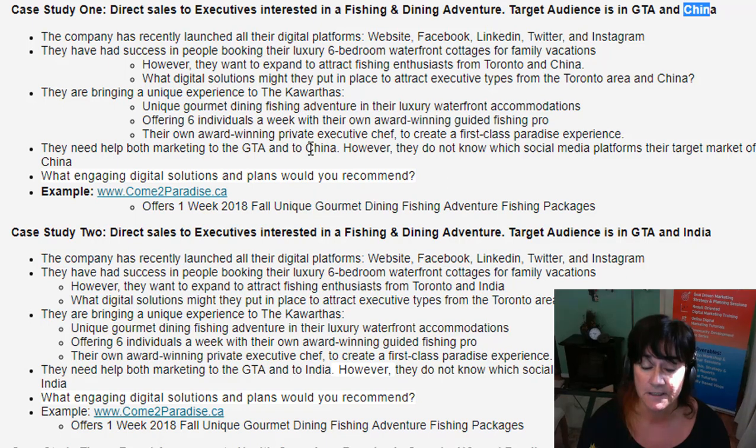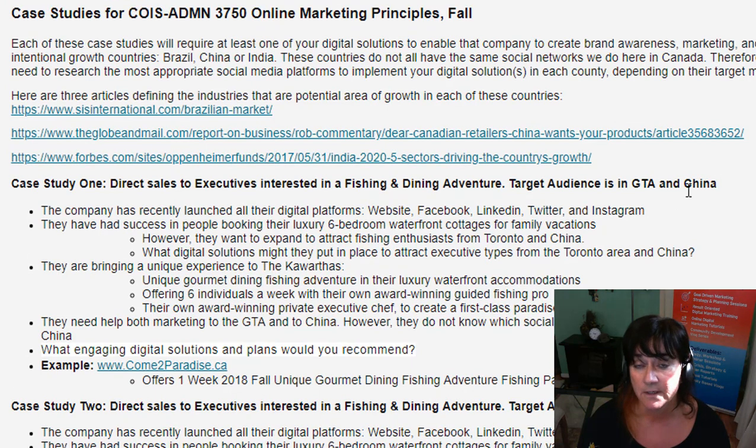So success for this will be to have 3 digital marketing solutions, and you may decide that 2 of them are going to target people in the Toronto area, and maybe 1 is going to target people in China. Or maybe all 3 of your digital solutions are going to target people in both. You need to decide, because then that will decide how you implement it. As you know, there are different social media platforms in China than there are here. So that's going to be really cool.